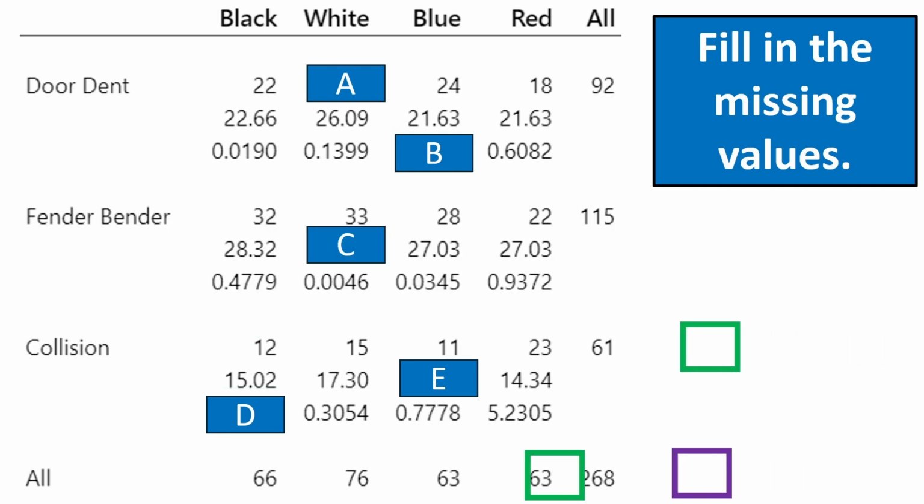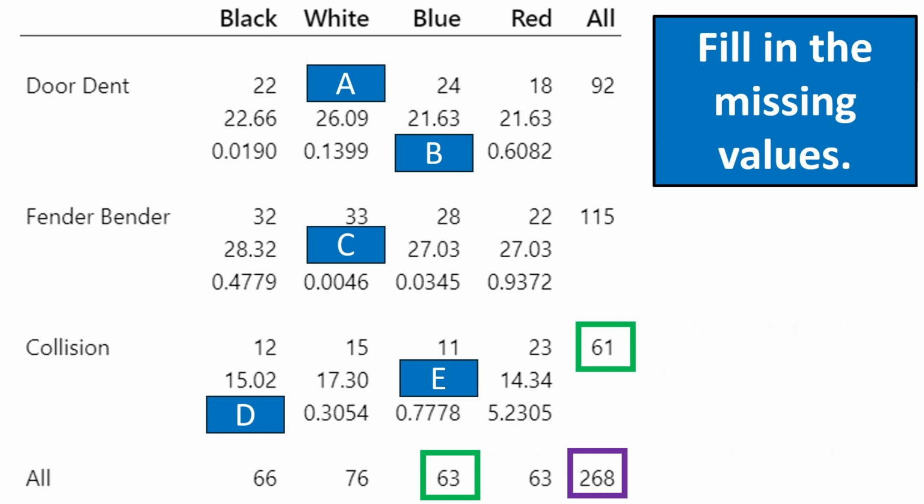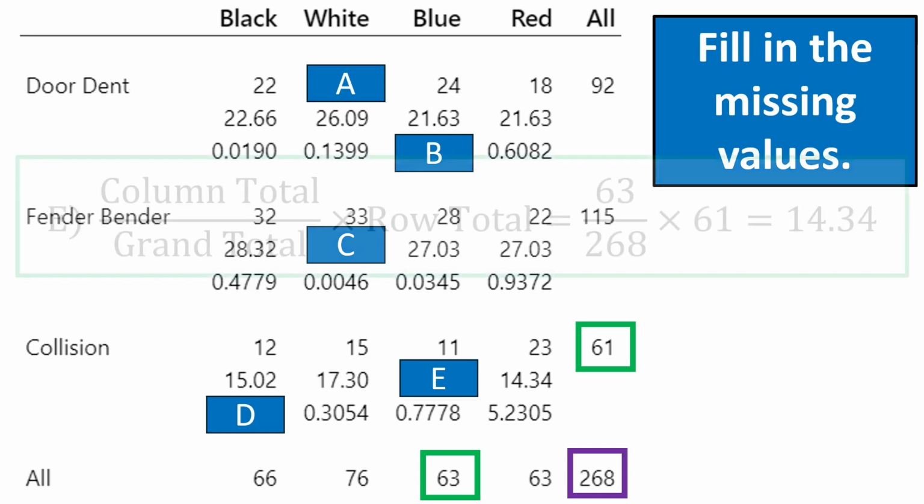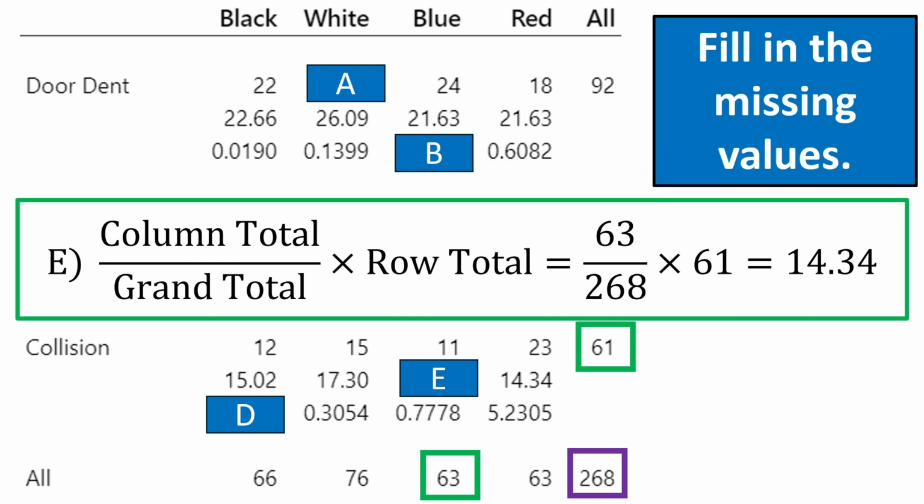And finally for E, for this contingency, it's a blue car. The accident type is collision. And here again, we're looking at the middle number, which is the expected value, assuming the null to be true. So we're looking at the row total, the column total, and the grand total. And so performing that calculation, we get an expected value of 14.34.